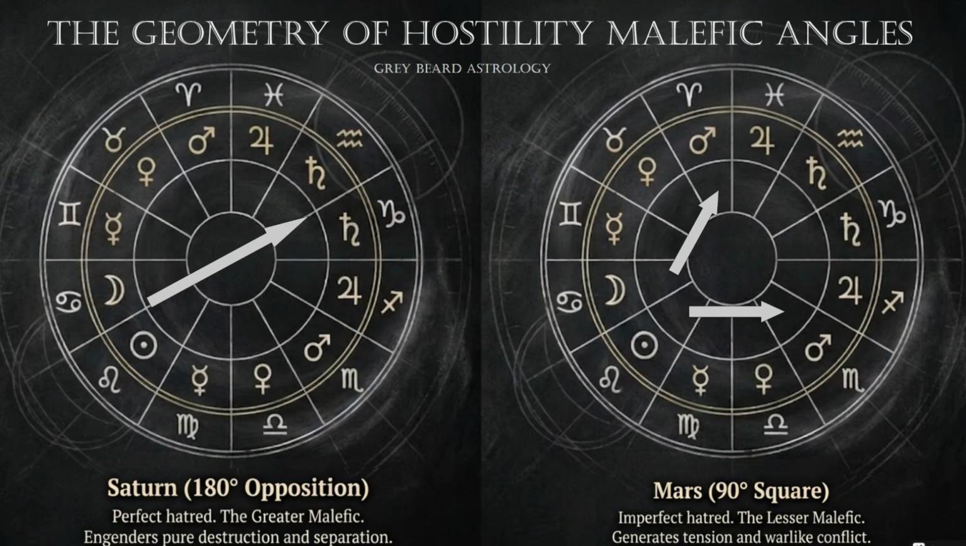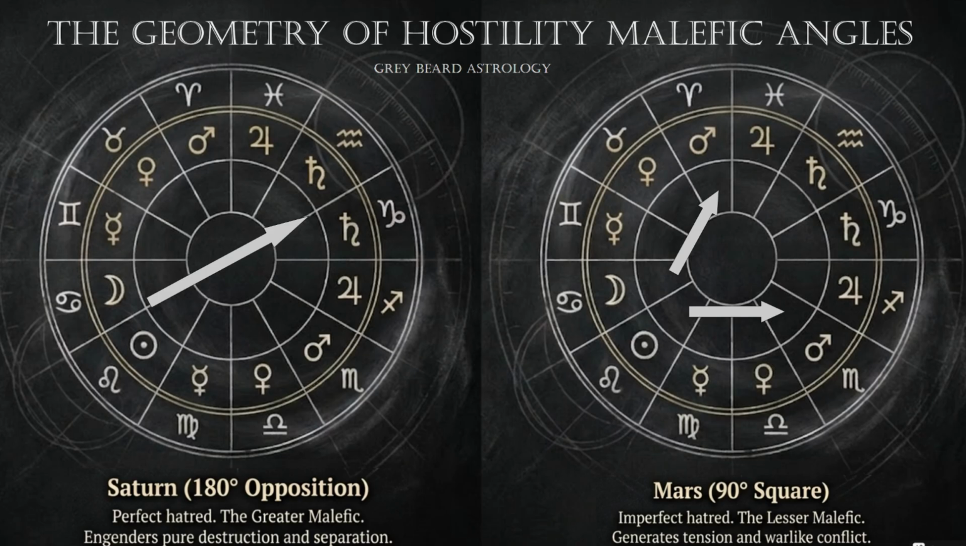Take your pick on Cancer or Aquarius. So this is what's considered the 180-degree oppositional aspect. The Greater Malefic was described as perfect hatred, engenders pure destruction and separation. Really hot, and by hot I mean partile exact oppositions. It's very difficult. On the right side, you'll see that Mars is making that 90-degree aspect, or the left hand or right hand turn there with the luminaries.